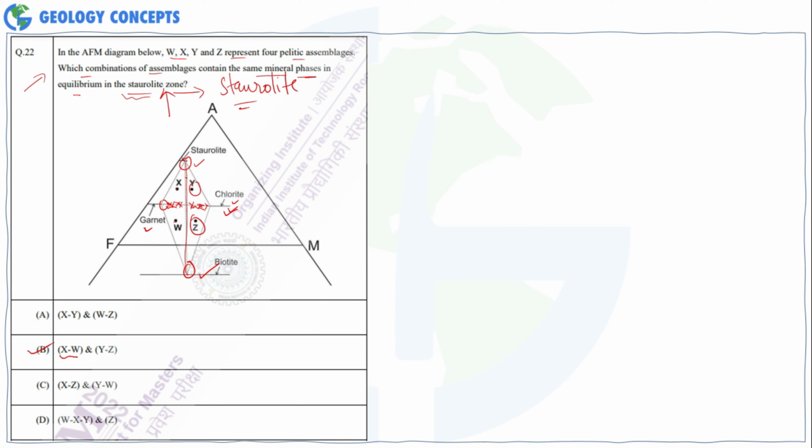horizontal tie line, there is just one vertical tie line which is separating the garnet phase from the chlorite. I'm repeating this again, because we are in the staurolite zone, we cannot have this horizontal tie line which separates staurolite and biotite, because if we had this horizontal tie line here, then W and Z would never have staurolite in them, but all of these are in equilibrium in the staurolite zone, hence they have to contain staurolite. I hope this is clear to you. Hence the correct answer here will be Bombay.